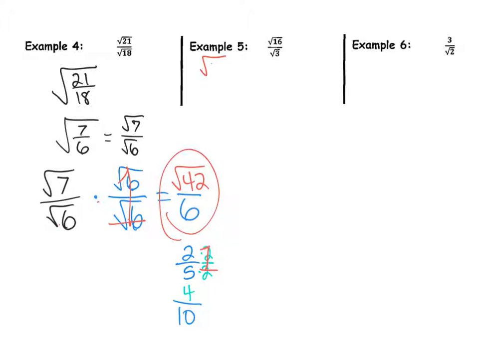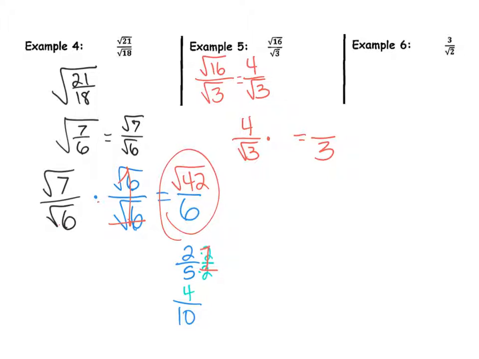So example 5. Rad 16 over rad 3. Can I reduce anything right now first? 16 is a 4 for rad 3. Okay, so far so good. But now I have a radical on the denominator. I don't like it. Ladies, you're all on mute. Girls, stop talking. Gentlemen, what do I multiply by? Because I want eventually to get rid of my square root at the bottom.